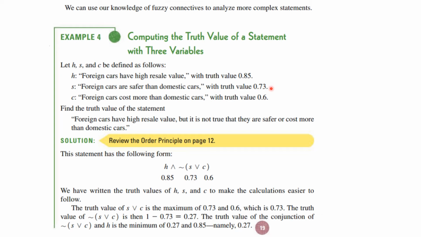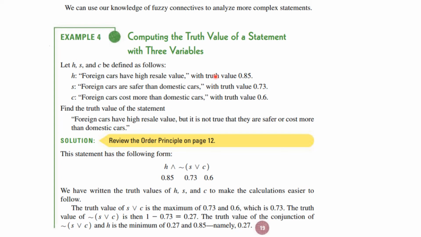S is "foreign cars are safer than domestic cars," and the truth value of that is 0.73. That's the degree to which you agree with that statement. And C is "foreign cars cost more than domestic cars," and the degree to which you agree with that is 0.6. So you want to find the truth value of this statement: foreign cars have high resale value, but it is not true that they are safer or cost more than domestic cars.